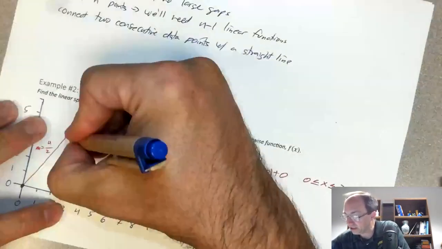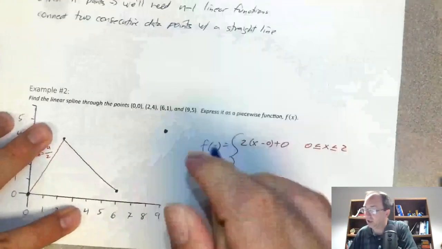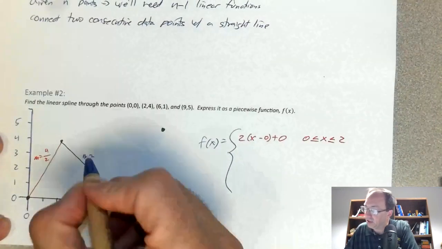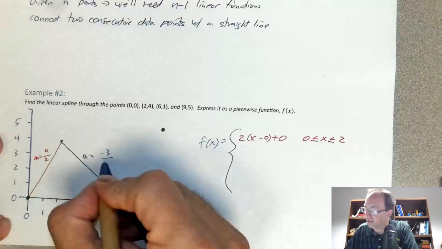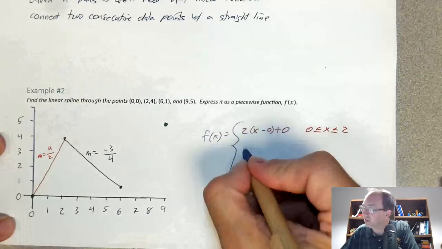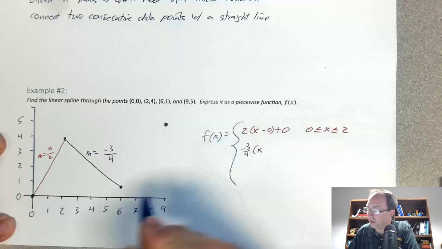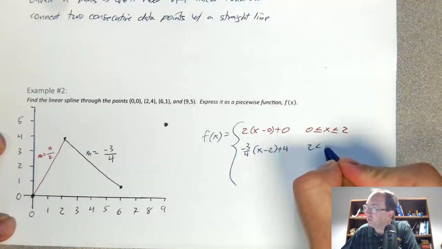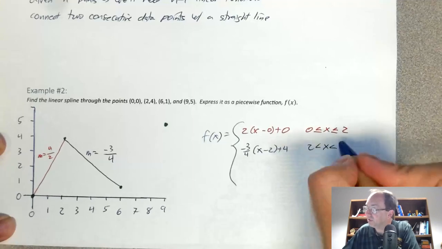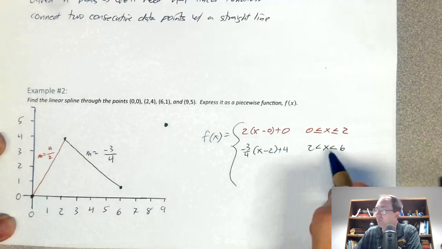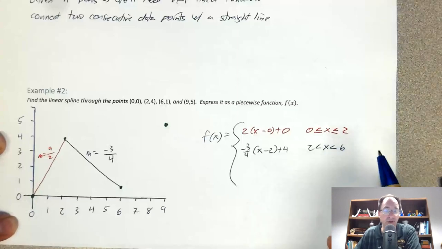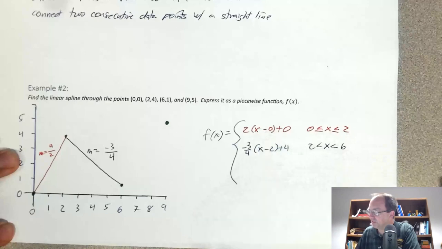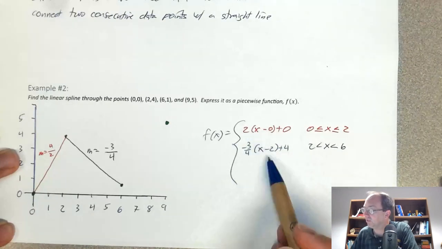We can connect the next 2 dots. And now notice in this case, my slope, I went from 4 to 1. So that's a negative 3 from 2 to 6. That's a run of 4. So that's negative 3/4 times (x minus 2) plus 4. And that's valid when x is between 2 and 6. Notice it doesn't matter whether I put the equal sign, because this is a continuous function. So it does work whether I plug in 2 into this formula or into this formula. Notice here I'm going to get 4, and here I'm going to get 4.